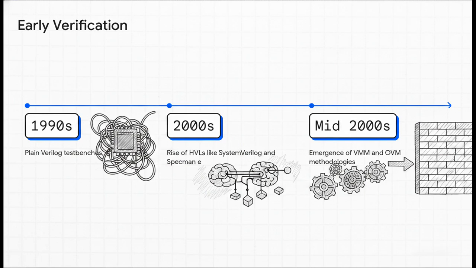Then, in the early 2000s, we see the rise of HVLs, or hardware verification languages, like SystemVerilog and Specman e. Now, these were major game changers, mostly because they introduced object-oriented programming to hardware testing. And that naturally led us to the mid-2000s, where more structured methodologies like VMM and OVM emerged. But as we're about to see, this rapid, wild evolution created a massive roadblock.